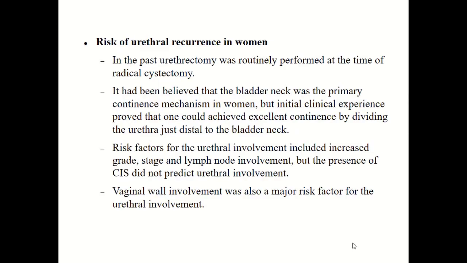Risk of urethral recurrence in women. In the past, urethrectomy was routinely performed at the time of radical cystectomy. It had been believed that the bladder neck was the primary continence mechanism in women, but initial clinical experience proved that one could achieve excellent continence by dividing the urethra distal to the bladder neck. Risk factors for urethral involvement included increased grade, stage, and lymph node involvement, but the presence of carcinoma in situ did not predict urethral involvement. Vaginal wall involvement is also a major risk factor for urethral involvement.